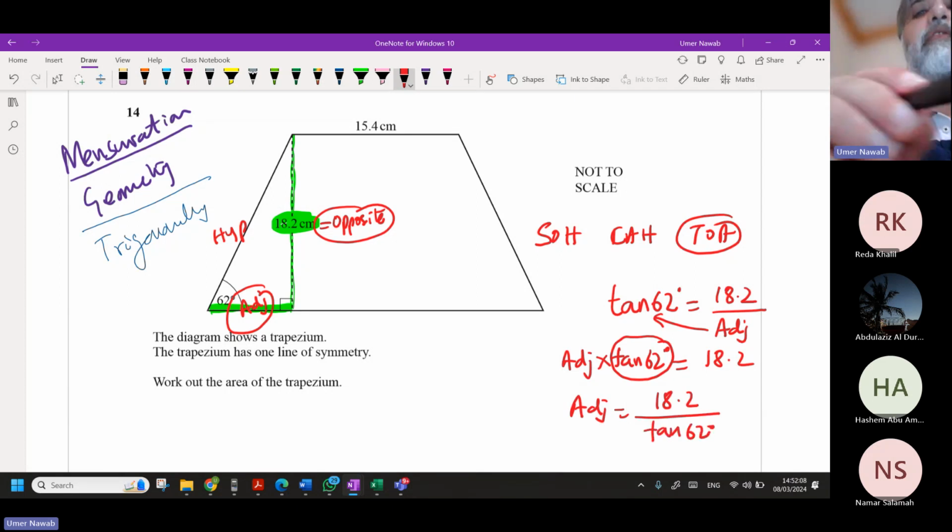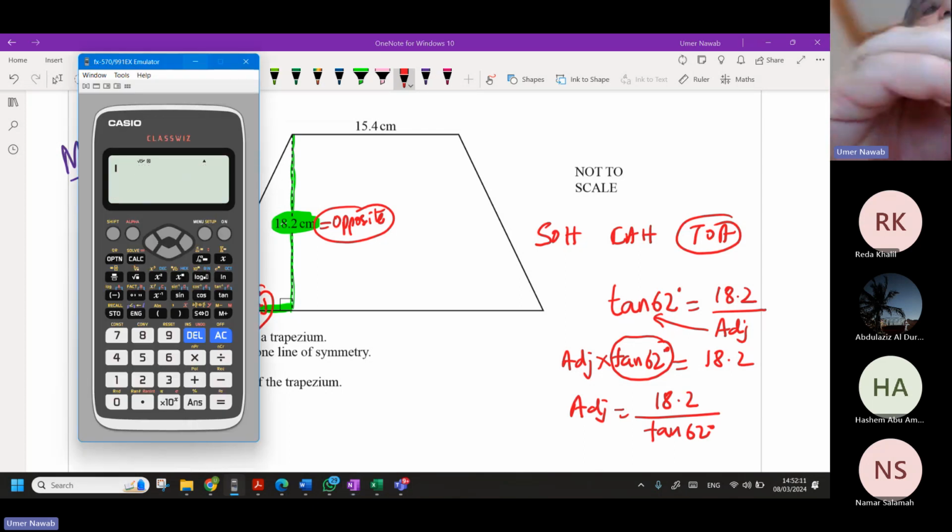If a student doesn't know how to solve it, he may use the equation solver and write the equation directly into the calculator. He writes tan 62, closes the bracket, and writes the equal sign, then the fraction 18.2 over, and the adjacent is X for me because I want to find the adjacent. So put an X here, press shift solve, and get the answer. The calculator will give you 9.677. Since I found this measurement within a calculation, it should not be three significant figures. I have to give it to four significant figures, so I should write 9.677.